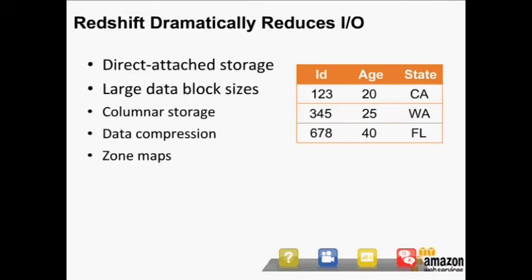So what is Redshift under the hood? There's several ways in which we reduce I/O in Redshift. First of all, disk storage is directly attached to the Redshift servers, and large block sizes of 1 megabyte are used. Also, we use zone maps to skip entire blocks if the data requested is not contained in that block.